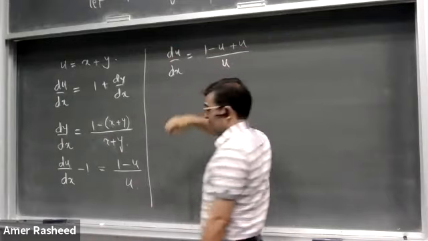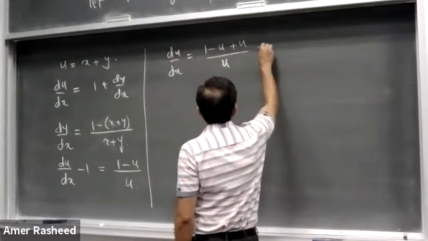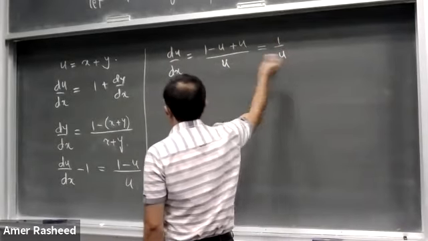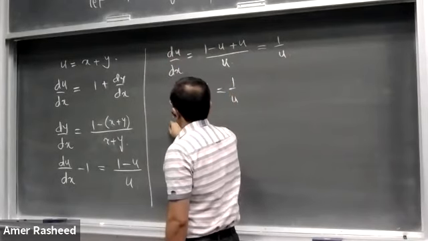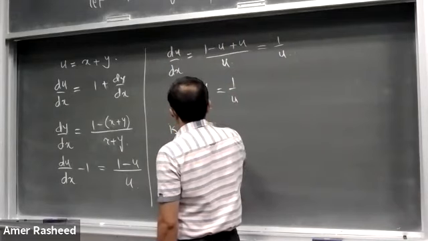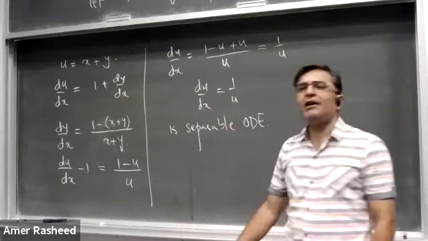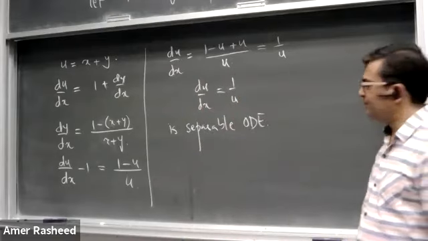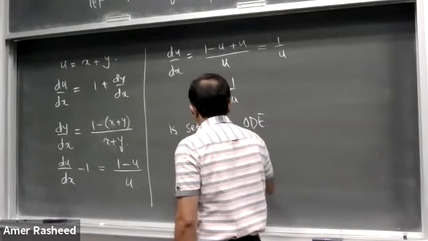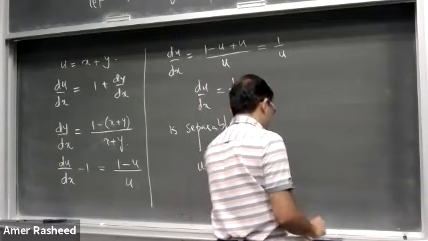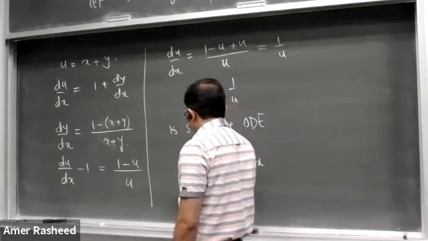Okay, I took the LCM. So you cancel, what do you get? 1 by u. So this equation, du by dx is equal to 1 by u. It is separable now. Separable ODE, which can easily be solved by separating the variables. So it becomes u du is equal to 1 dx. Okay, integrating both sides.